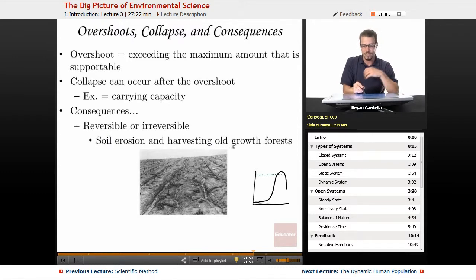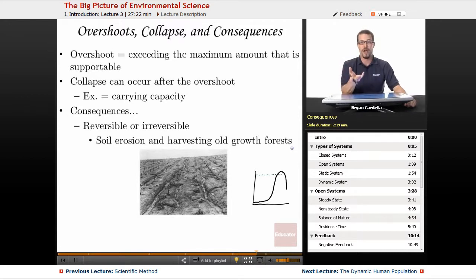So soil erosion and harvesting old-growth forests. Sometimes soil erosion is reversible. Other times it's not. So you have cases where people have destroyed all the native plants to plant some kind of crop that's in high demand.